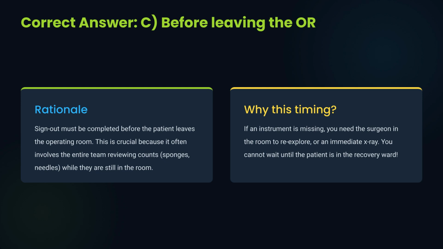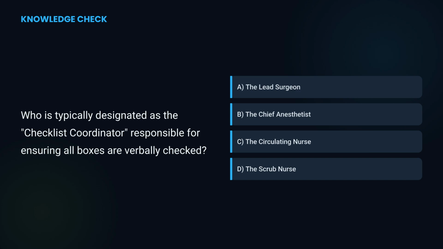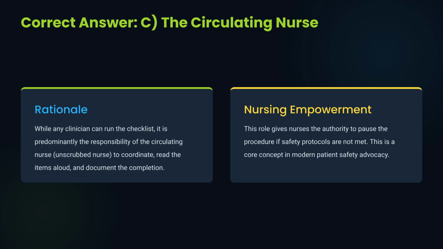The correct answer is C, before the patient leaves the operating room. Sign-out ensures all final checks, like sponge and needle counts, are complete while the entire team is still present. Who is typically designated as the, quote, checklist coordinator, responsible for ensuring all boxes are verbally checked? The correct answer is C, the circulating nurse.